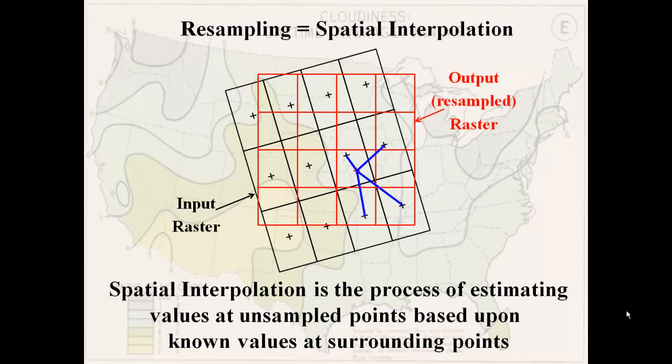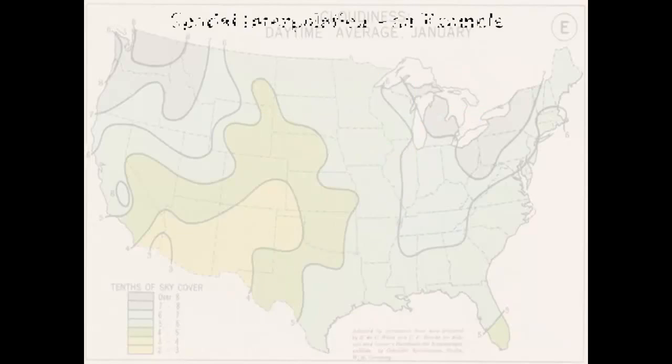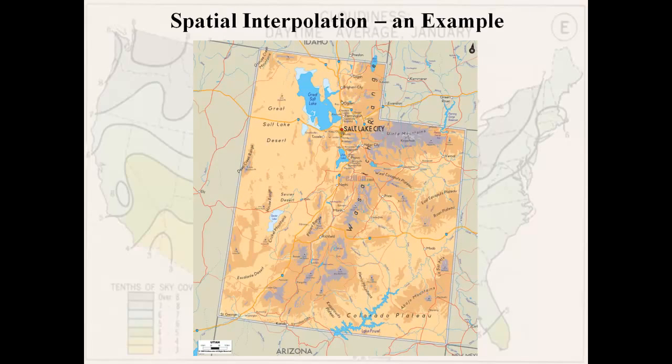In general, spatial interpolation is the process of estimating values. Remember, these are going to be estimates only at unsampled points, or points you don't know the value of, based upon known values at surrounding points. So that's what interpolation is about. We're going to talk about five different types of interpolation over the next couple of videos, and what's good and what's bad, and why.